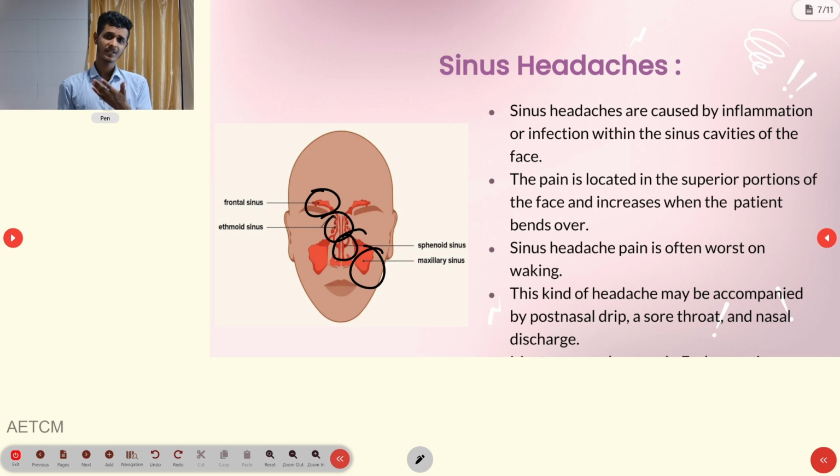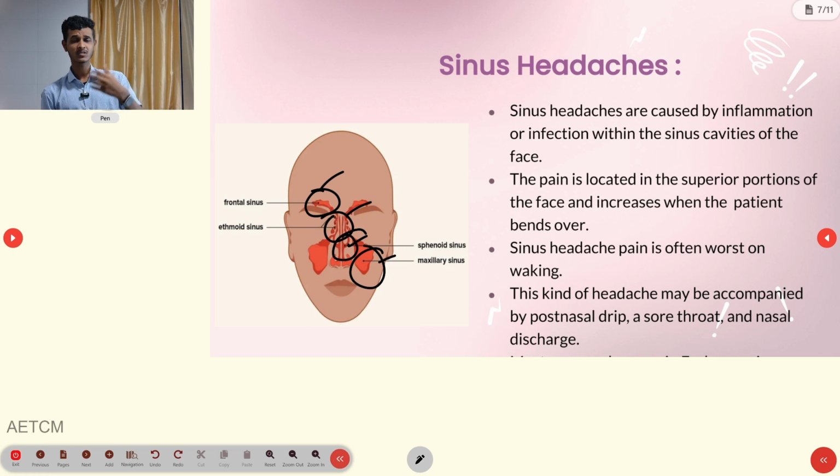Sinus means an air-filled cavity that is present in our skull. So we have four major sinuses: frontal sinus, ethmoid sinus, maxillary sinus, and then sphenoid sinus. Whenever these sinuses get infected or inflamed, that will create a headache, which is called the sinus headache.